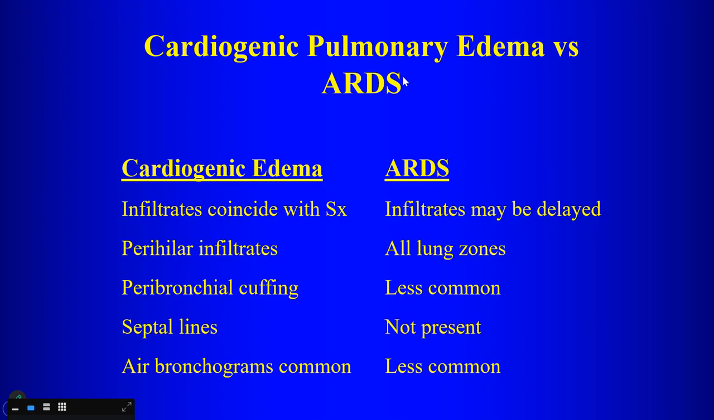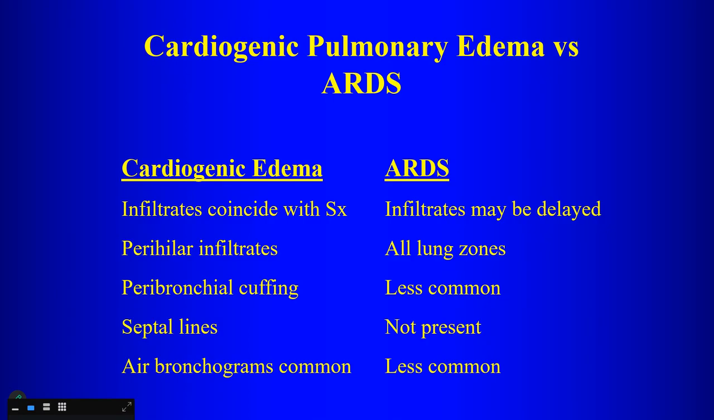MINIPs. Differentiating pulmonary edema from ARDS. So cardiogenic pulmonary edema coincides with symptoms. ARDS might be delayed. Perihilar, all lung zones, parabronchial cuffing, less common. Septal lines, we talked about the curly B lines, not so much with ARDS. Air bronchograms common with cardiogenic edema, not so much with ARDS.